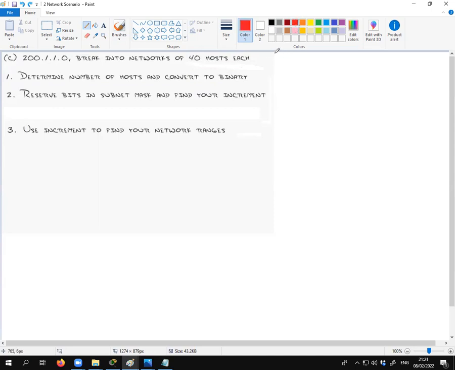Now I'm going to write this in red for a reason. We need 6 bits. Now let's look at the host. Is a host a 1 or is a host a 0? Host is 0. Your subnet bits are your 1s. Your host bits are your 0s, yeah?